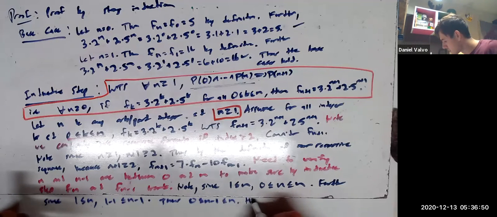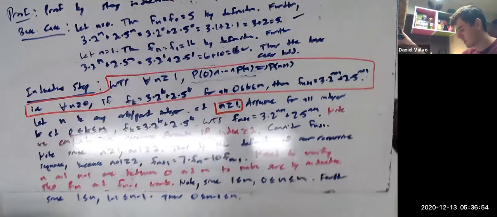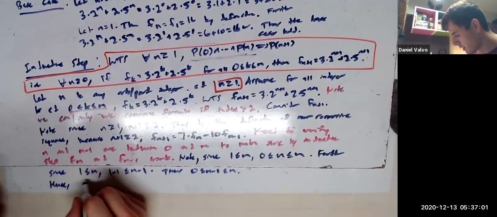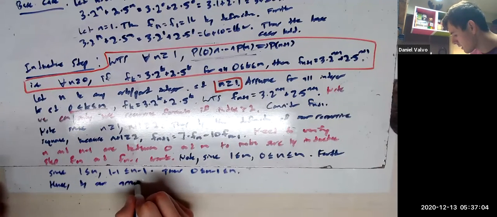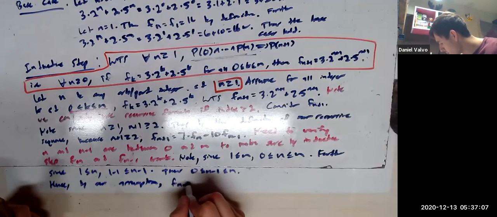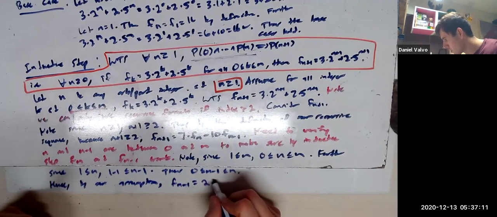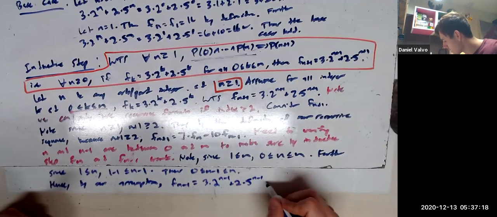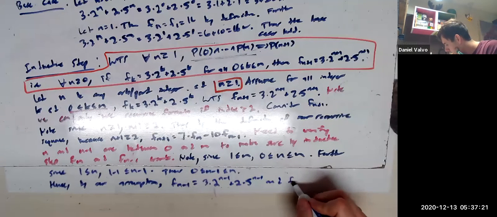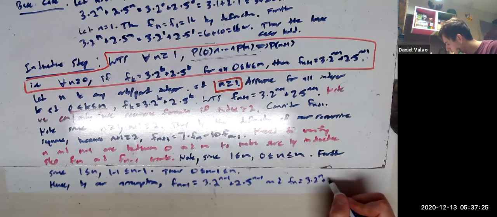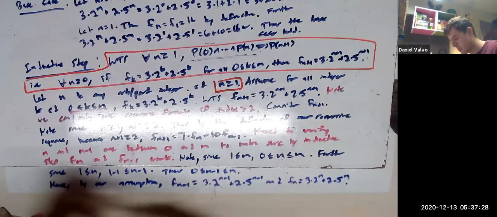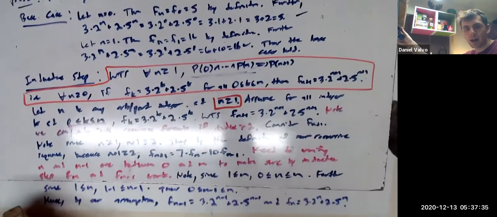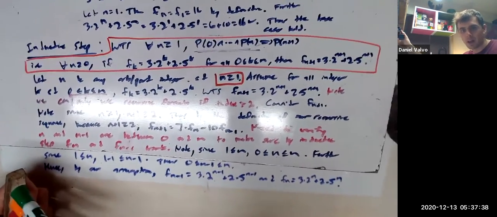Hence, by our assumption, f of n minus 1 is going to equal 3 times 2 to the n minus 1 plus 2 times 5 to the n minus 1. And f of n is going to equal 3 times 2 to the n plus 2 times 5 to the n. These are the two, this is the proposed explicit formula, so then we can write everything like that. So we're going to assume we can write the two previous like that by our inductive assumption, and then prove we can write the next one like that.